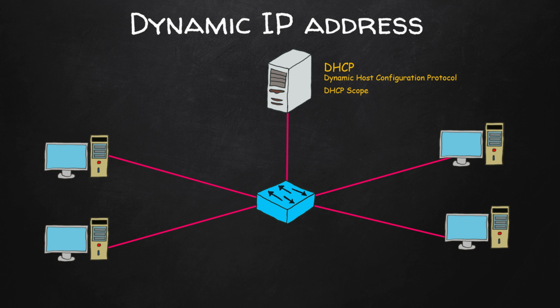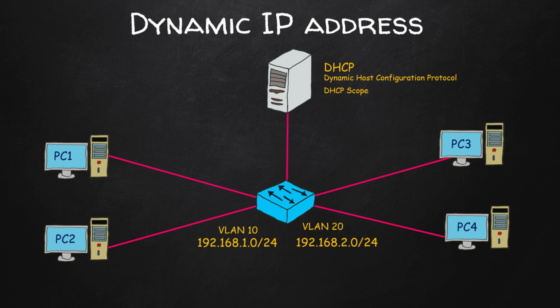So here we have 4 computers which are called PC1, PC2, PC3 and PC4. PC1 and PC2 are connected in VLAN 10 and its network ID is 192.168.1.0/24. PC3 and PC4 are connected to VLAN 20 and their network ID is 192.168.2.0/24. So in this situation, what if you want to configure the DHCP scope in this DHCP server so that the DHCP server can offer the IP address to those devices?